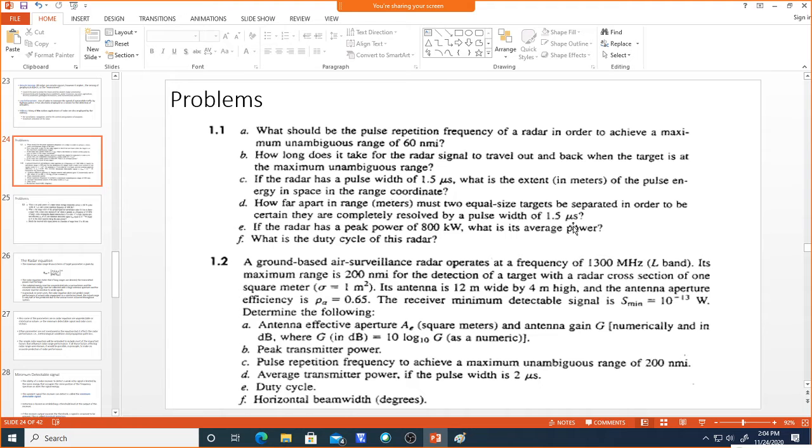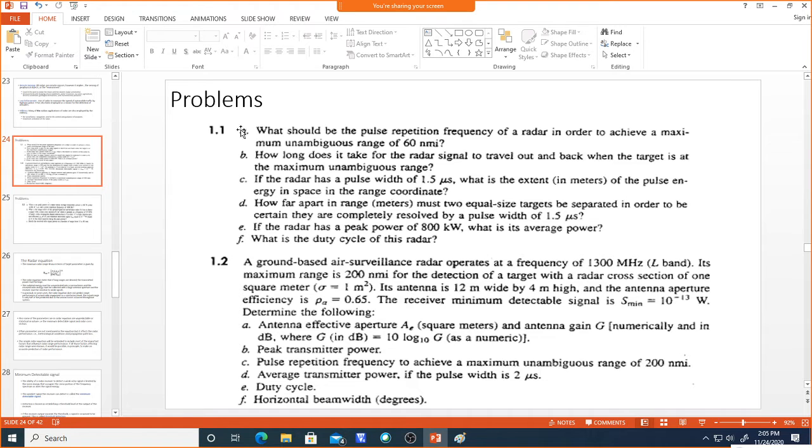So if you transmit a pulse width of 1.5 microseconds, in order to completely resolve, or to detect both the targets, how far apart should those two targets be separated? And if the radar has a peak power of 800 kilowatts, what is the average power and what is the duty cycle of this radar? So now we need to find each one by one.